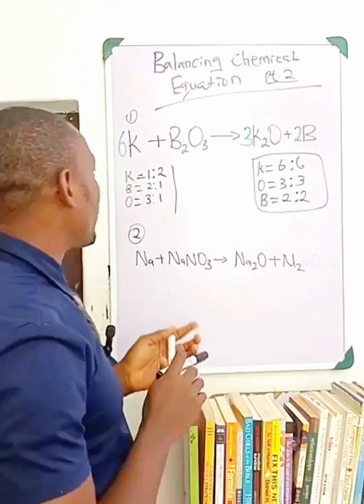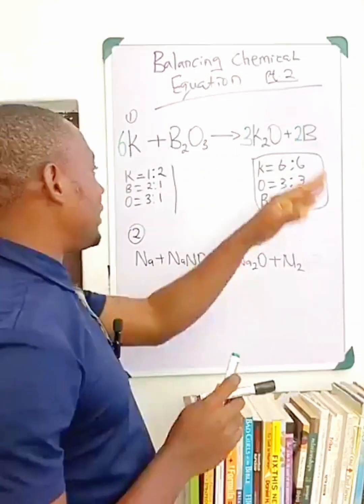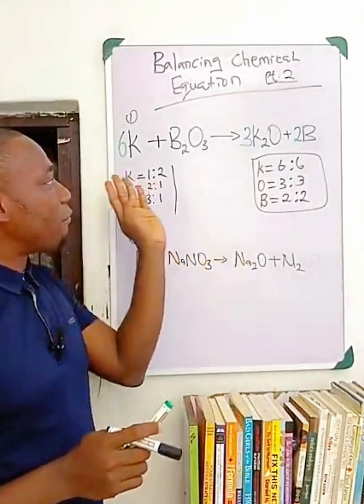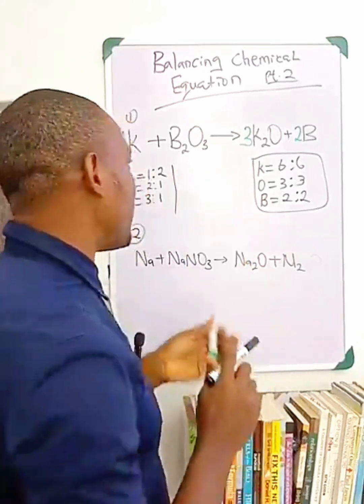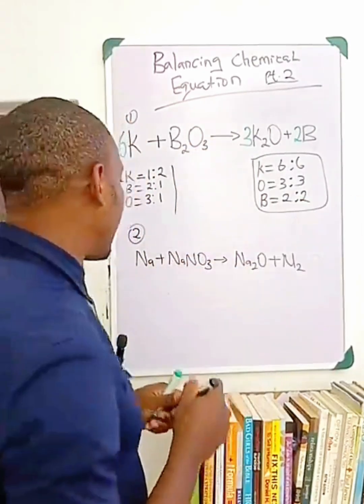I want to believe you are following. So this is how to balance a chemical equation. There is equilibrium. The number of atoms of an element on the left hand side is the same as the number of atoms of elements on the right hand side.